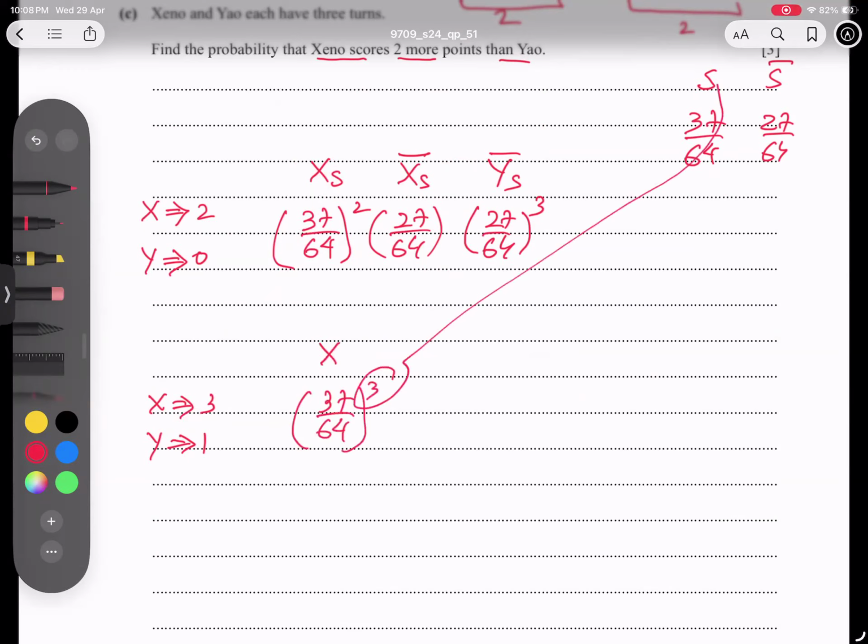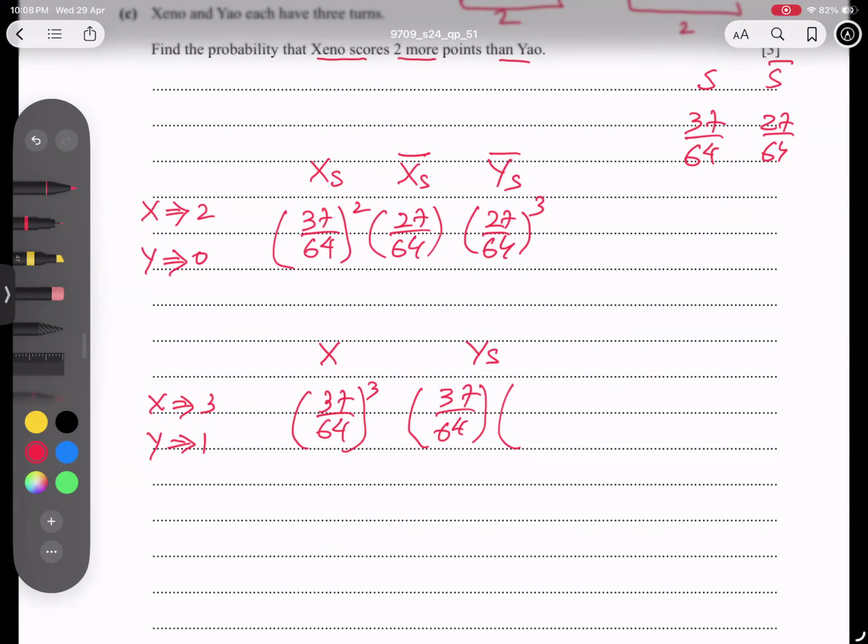Why power 3? All the time he is scoring. And now the other person is scoring 1 time, but 2 times is not scoring. So this is for y. So this is scoring, so 37 over 64.